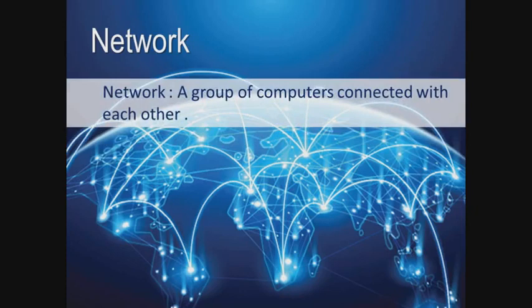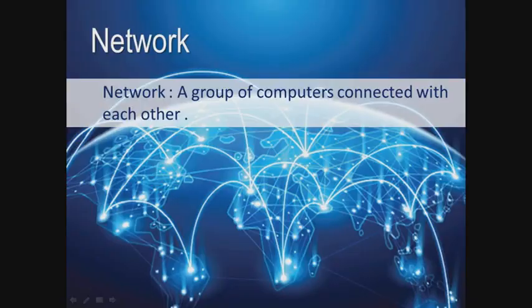Network is a group of computers connected with each other. And as they are connected with each other, they can share any kind of information. It may be a file, may be a folder, any picture, video, anything. And these types of small networks, when joined with each other, will form a bigger network. And the name of that network is internet.